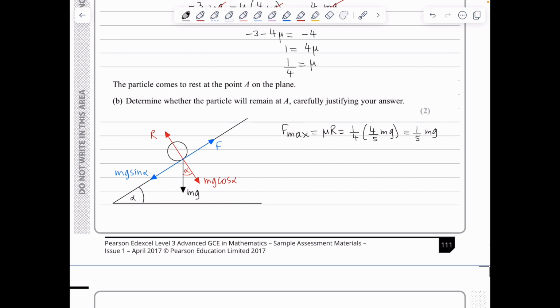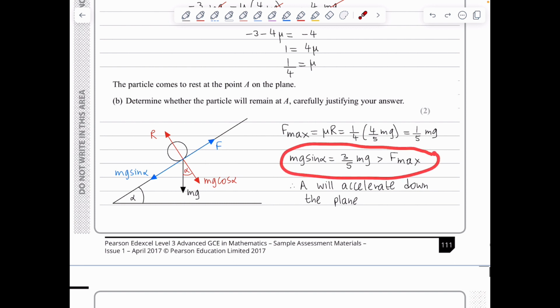Now let's look at the component of the weight acting down the plane, the mg sine alpha. In our case, mg sine alpha is equal to 3 over 5 times mg, which we observe is greater than the maximum frictional force, so it's greater than F max. Therefore, when we consume all of the available frictional force, there will be a resultant force acting down the plane, so A will be accelerating down the plane. We therefore conclude that A will accelerate down the plane, and it is imperative that you compare the component of the weight acting down the plane with F max in order to justify your conclusion here.